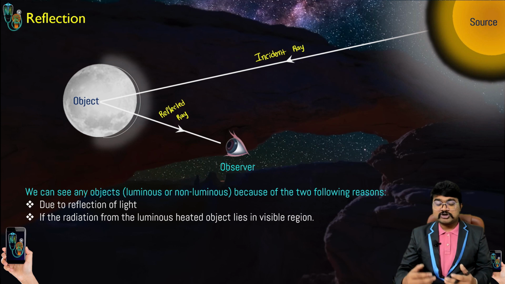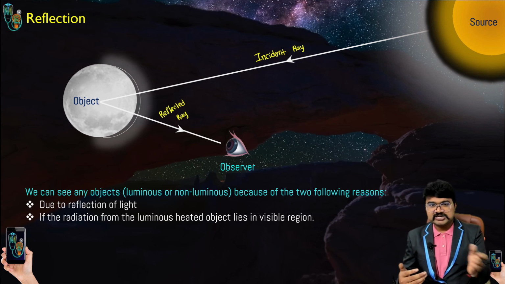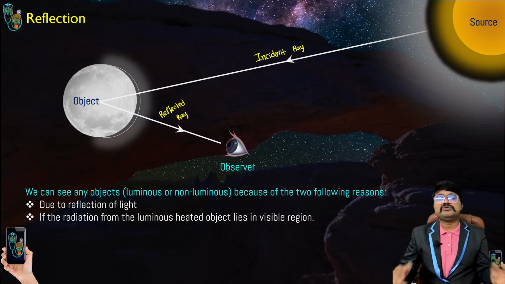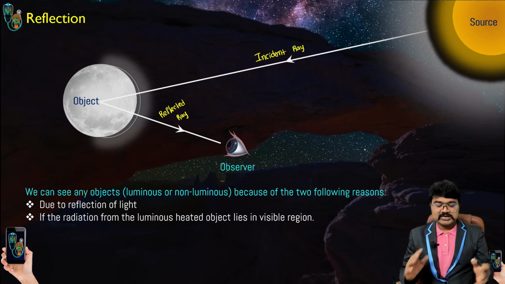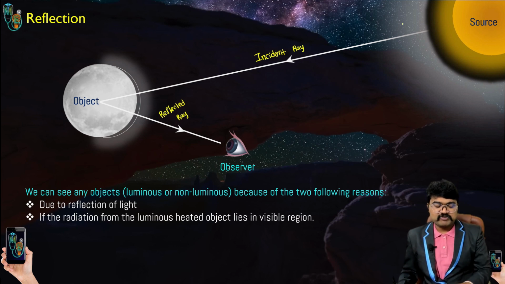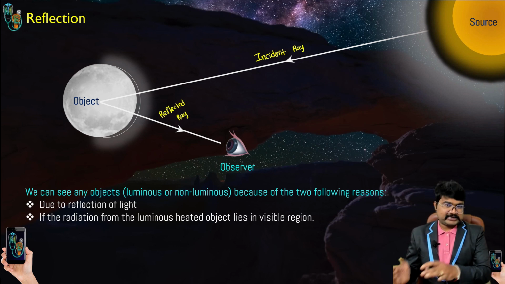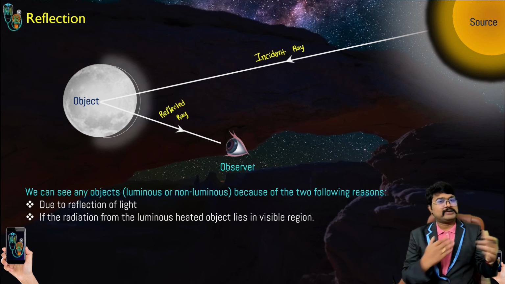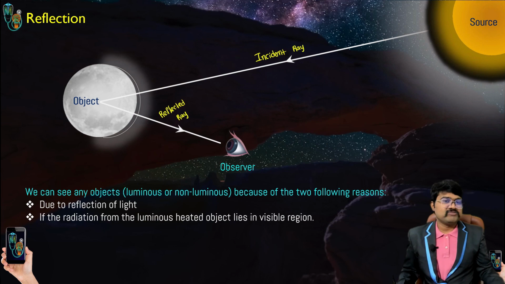Because of reflection, the incident ray is incident on the object and the reflected ray reaches the observer, by which you are able to see the objects. Here the medium will be the same. The incident ray is coming from the source, this is medium one, and the reflected ray is reflected into the same medium. Here the medium will be the same.